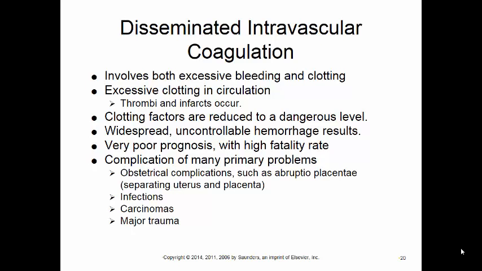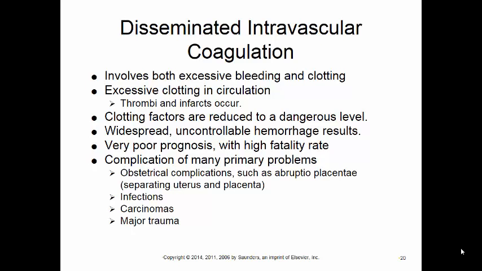And so we end up in this really terrible cycle where we have excessive clotting, where thrombi and infarcts occur. Thrombi are the clots, and infarcts are the death of the cells. And then the clotting factors are reduced because we had so much of it, and then we have uncontrollable hemorrhage. So we have the bleeding, clotting, bleeding, clotting. This has a very poor prognosis because of the cyclical nature, with a high fatality rate.